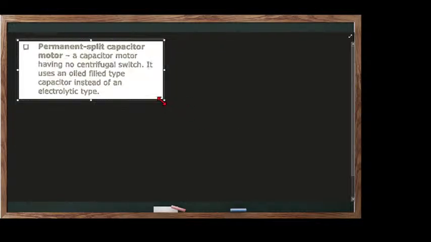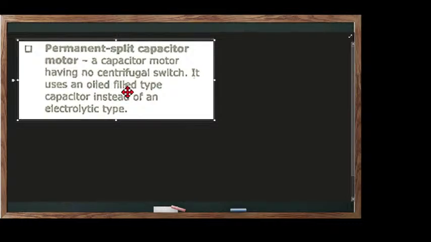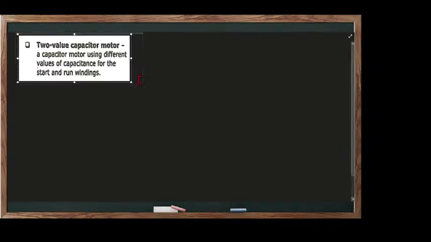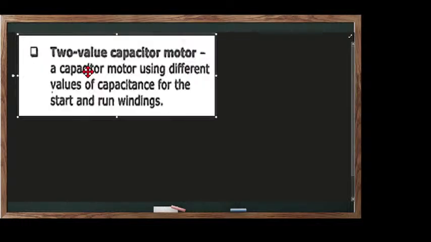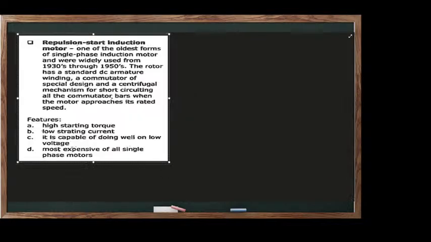Then you have the permanent split capacitor motor. So a capacitor motor having no centrifugal switch, it uses an oil filled type capacitor instead of an electrolytic type capacitor. Then you have two value capacitor motors, no? So this is a capacitor motor using two different values of capacitance for the start and run windings, no? So ito yung capacitor start induction run na capacitor run na electric motor.